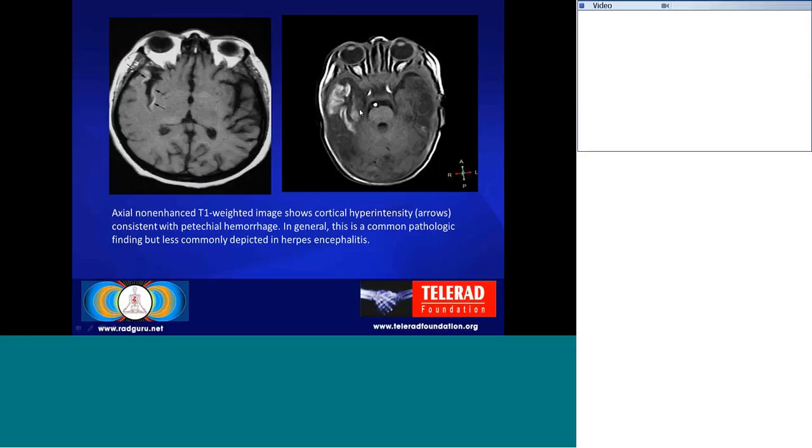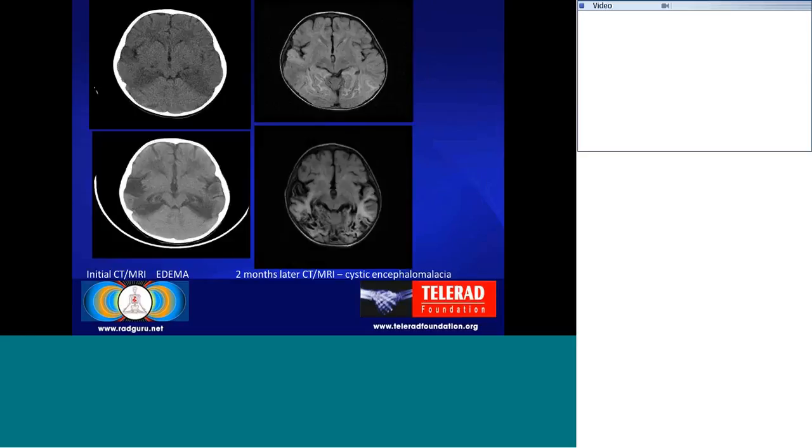There's another patient with very high severity. We can see that there's cystic encephalomalacia in the temporal lobes, and the right temporal lobe is involved, and we can see the gyriform hyperintensity which represents petechial hemorrhages in encephalitis, which indicates a grave and very bad prognosis.